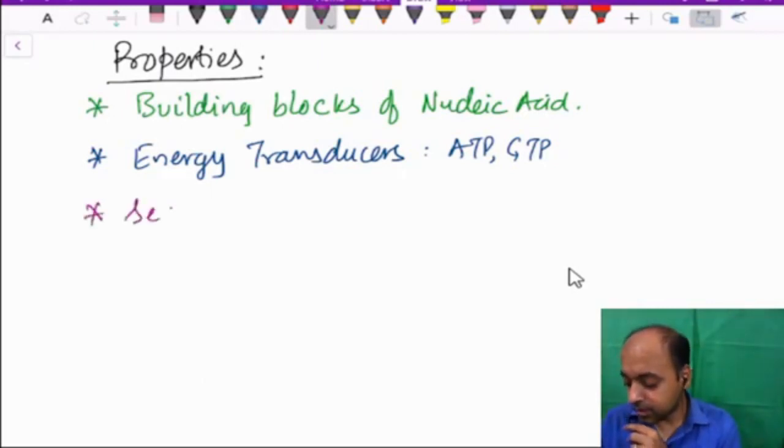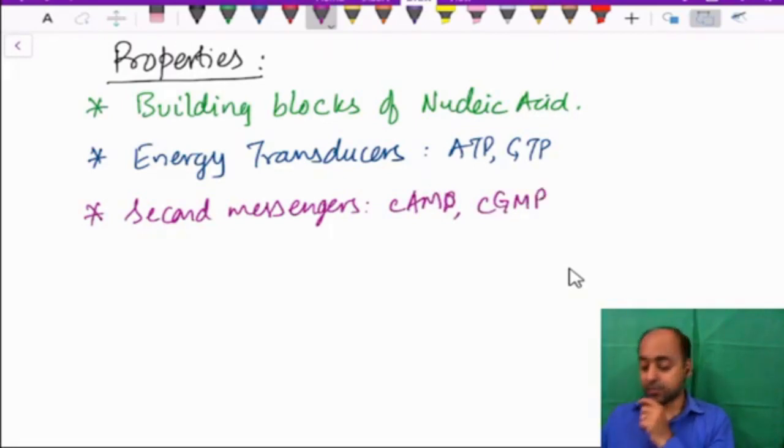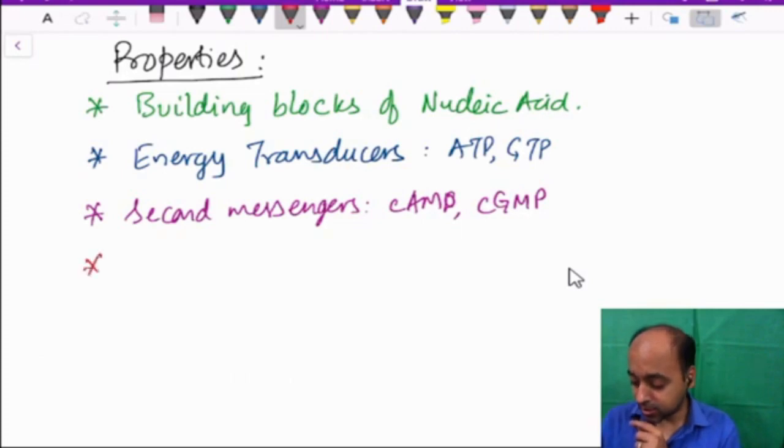They can act as second messengers. Cyclic AMP, the cyclic GMP. They can act as second messengers, the cyclic AMP and the cyclic GMP. They can act as coenzymes.